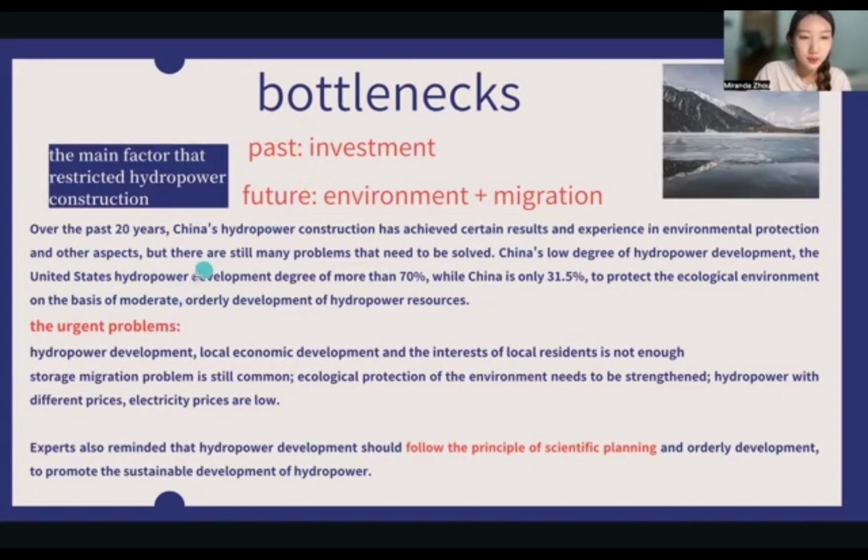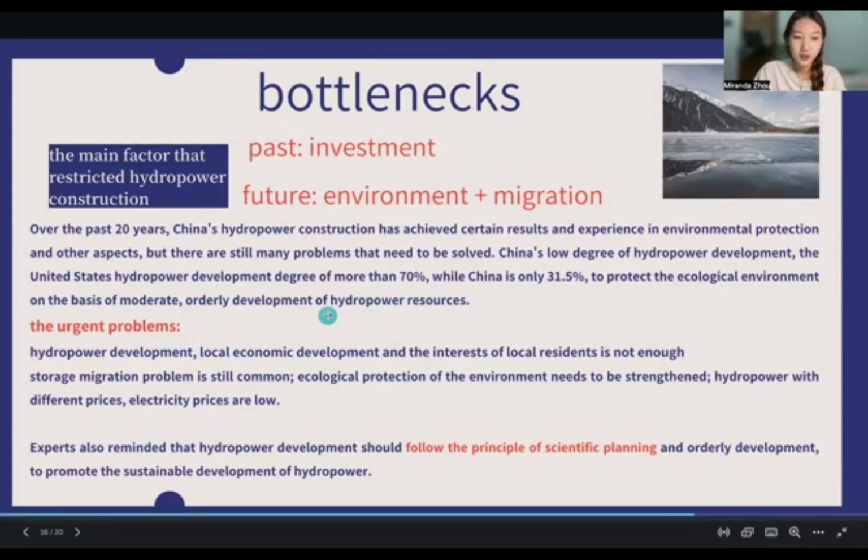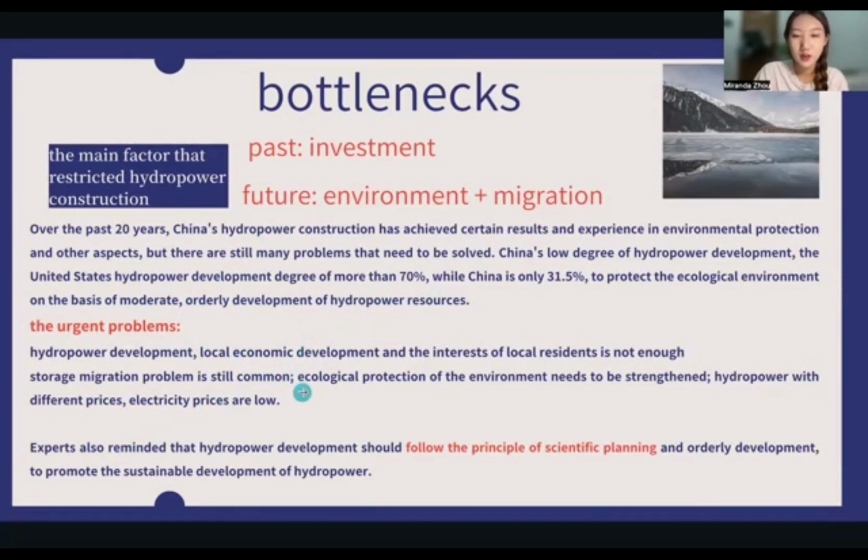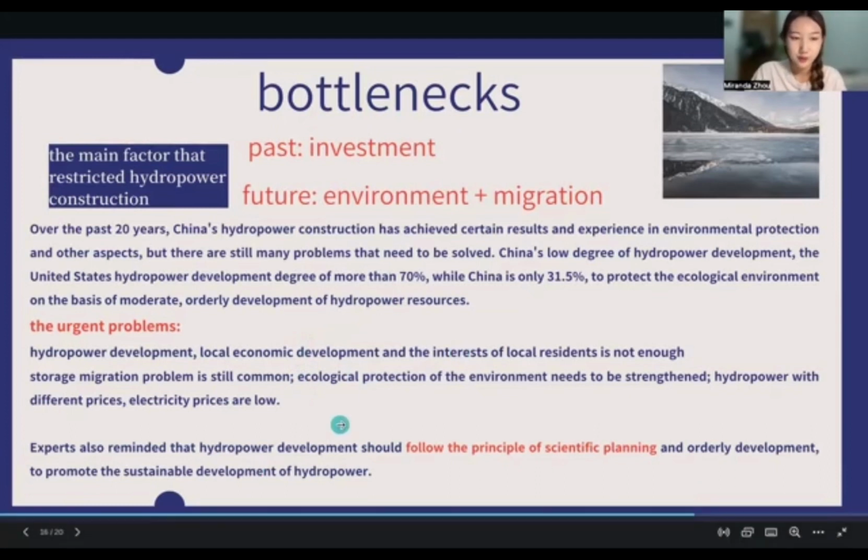Some urgent problems: in hydropower development, local economic development and the interest of the local residents is not enough. The reservoir migration problem is still common. Ecological protection of the environment needs to be strengthened. Hydropower prices differ by region, and electricity prices are low. So experts also reminded that hydropower development should follow the principle of scientific planning and orderly development to promote the sustainable development of hydropower.